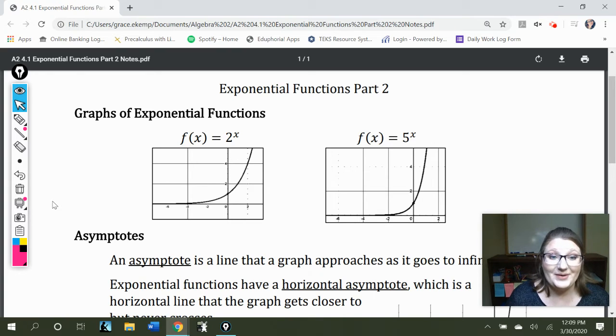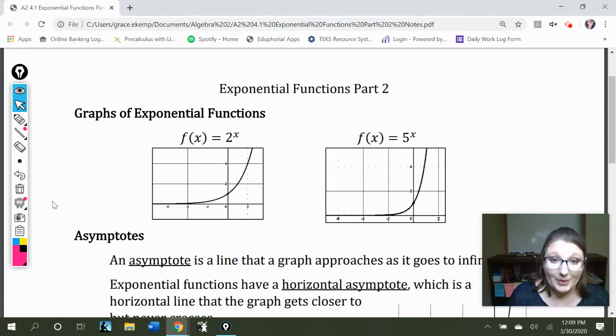Hey you guys, so today I'm going to be talking to you about part 2 of exponential functions. Today we're going to be looking at some of the graphs of exponential functions. So I've got some pictures here on the screen as well as some notes to help you to follow along and see it visually rather than having to watch me draw the graphs, because I know that would probably make things a little more difficult than it would be to see it on the screen in front of you.